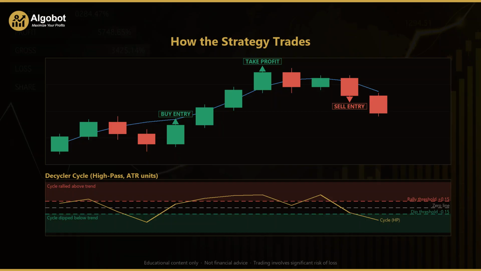Price makes one more push up, and the gold cycle springs above the red rally threshold, telling us price has rallied above the falling trend line. That's the pullback for a short, a bounce inside a downtrend. On the candle after that, price rejects the rally and closes back below the Decycler. The cycle crosses down through 0 from above. Downtrend, a real rally that cleared the threshold, and the cycle losing 0. That's the full short condition, and the sell entry marker prints.